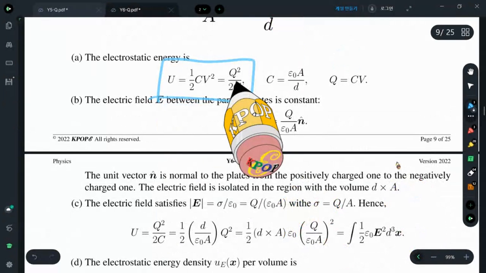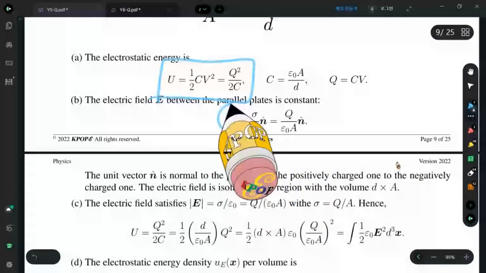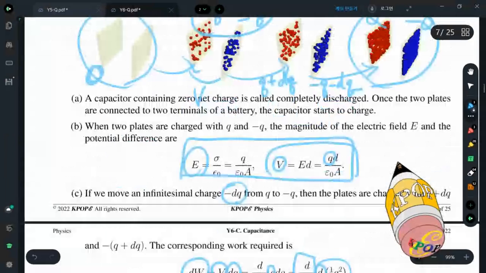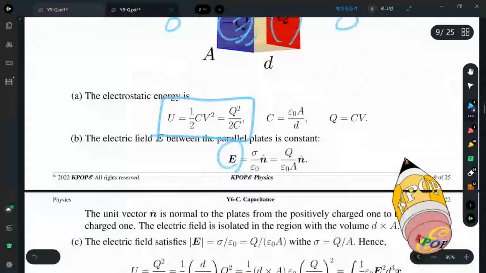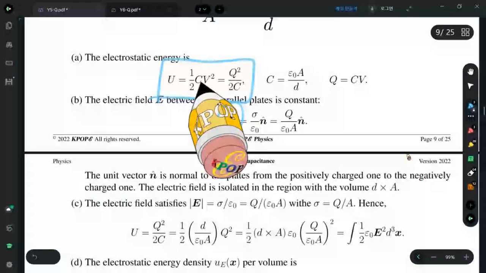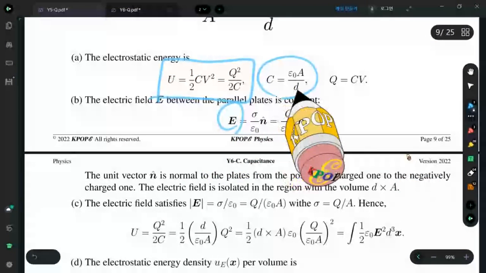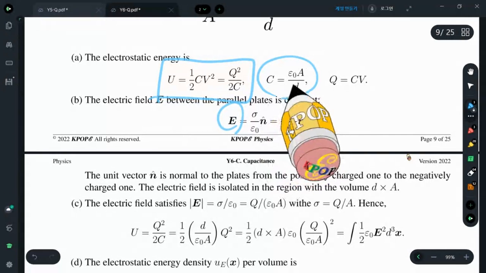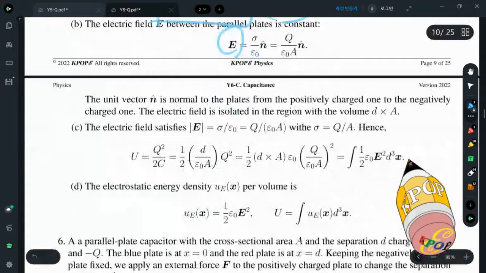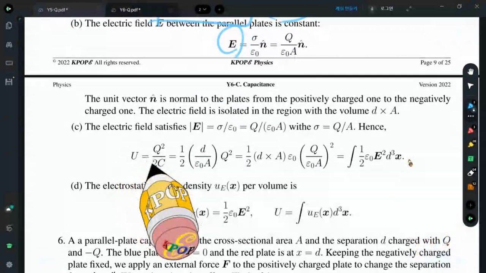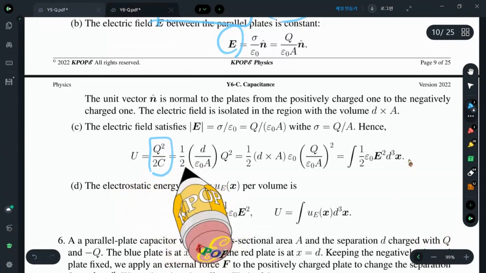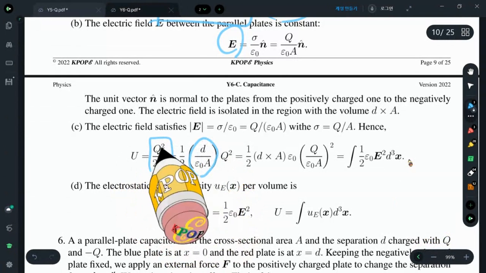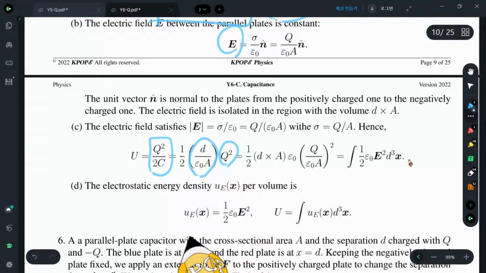However, it can be expressed in terms of the electric field. And the electric field relation is given in here. Potential and electric field are related like that. Because of this, express C in terms of area and distance between the two plates, and we rewrite the electrostatic potential energy of the parallel plates in terms of this. This is C, 1 over C is here, charge Q is here.